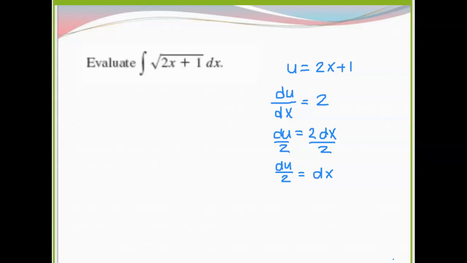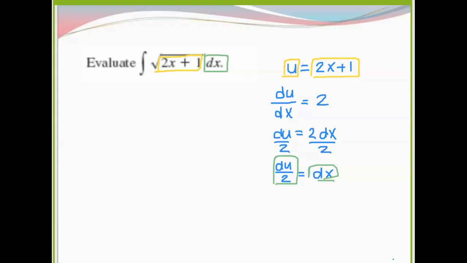You're going to substitute 2x plus 1 with variable u, and you're going to substitute dx with du over 2. So do you see how I'm directly replacing in my problem? 2x plus 1 is going to become u. And dx is going to now be in terms of du.